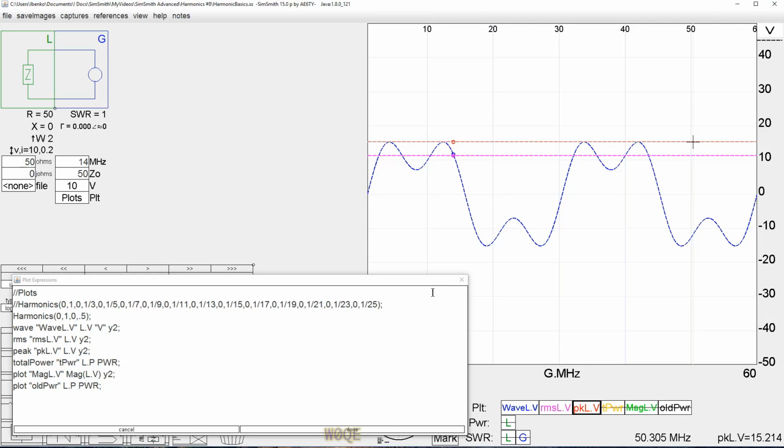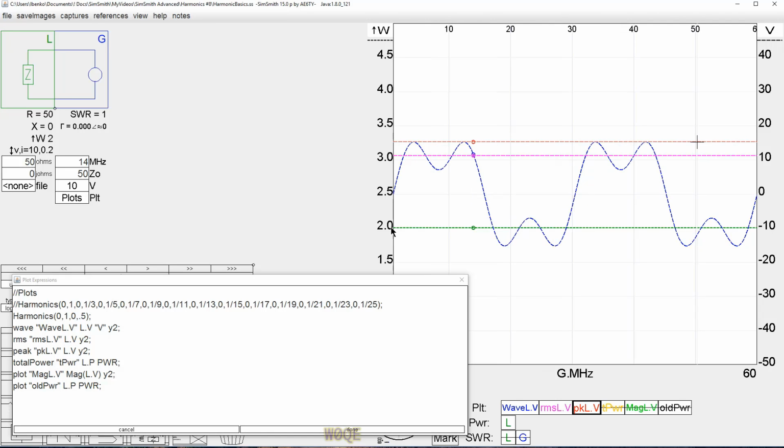Now, power is an interesting thing, and there was an error in previous versions of SimSmith previous to version 15. They didn't calculate the power correctly with harmonics. Version 15 has that done correctly. If we look at the old way of doing power by just clicking here, we get an answer of 2 watts. We had a 10 volt RMS signal in the fundamental. We had some harmonic power in here, which you would think would give you more power. 10 volt RMS signal here, squared is 100, divided by 50 ohms is 2 watts.